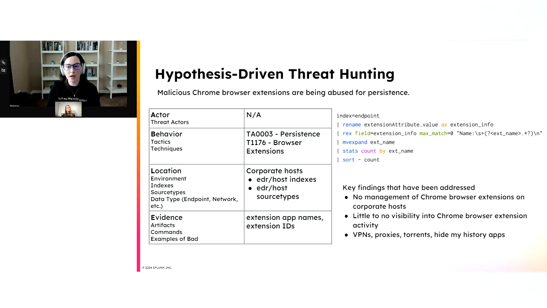Evidence, again, this is what the threat activity is going to look like in the events. For something like this, it's a little harder to identify, but we were using the extension app names and the extension IDs for our analysis. We were able to pull inventory of installed extensions and use that for our investigation and analysis during our hunt. So we were looking at the extension names, and then we were looking at attributes associated with those to determine if they were suspicious or not.